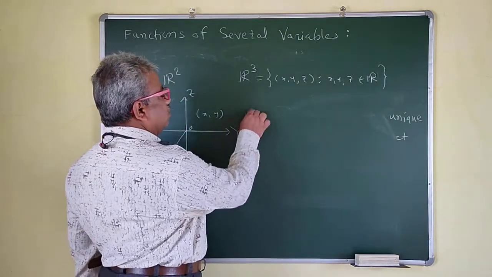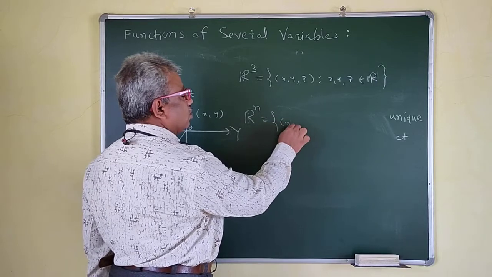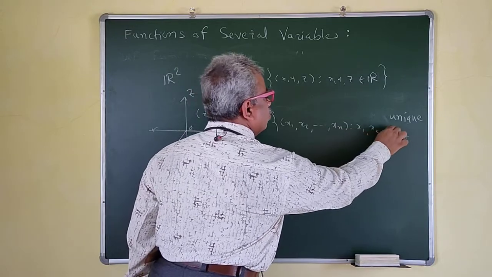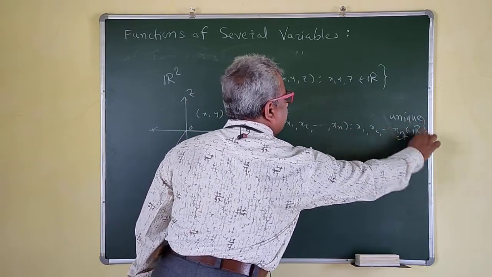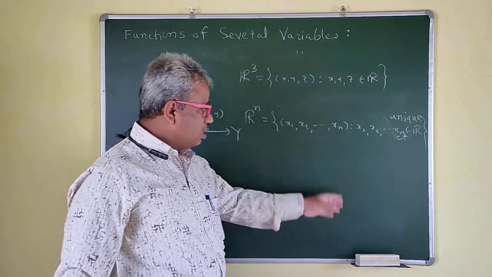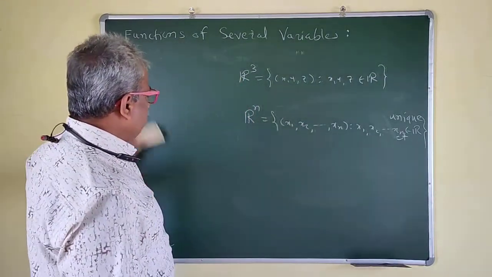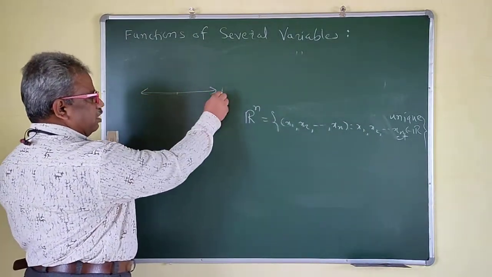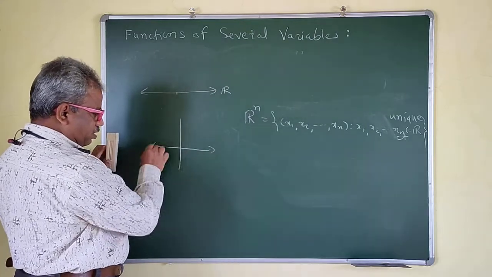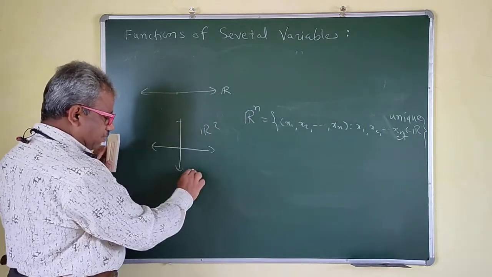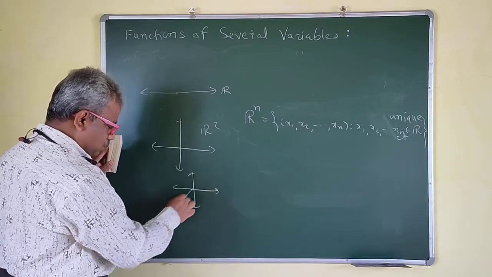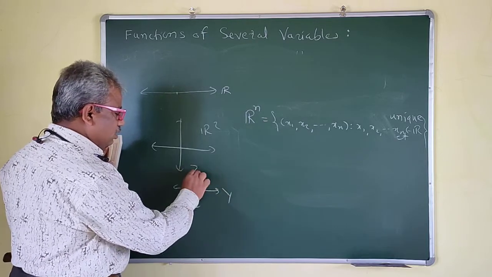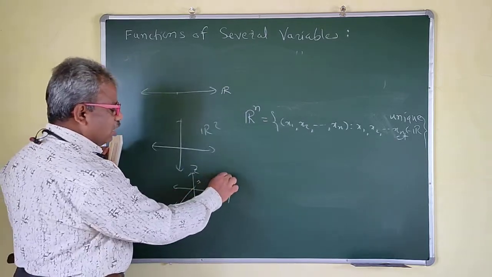And then Rn means the set of all n-tuples (x1, x2, ..., xn), where each component is a real number. R1, R you know, means the set of reals. The real line is nothing but R. R2 means this is a plane. And R3 means this is the y axis, this is the z axis, the x axis. Then this is R3.